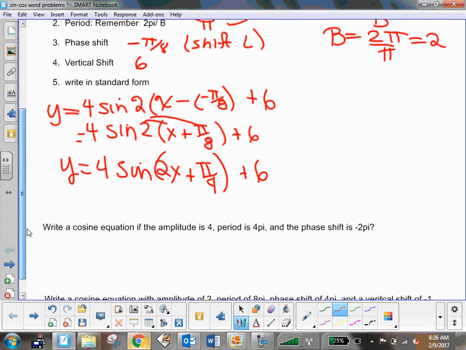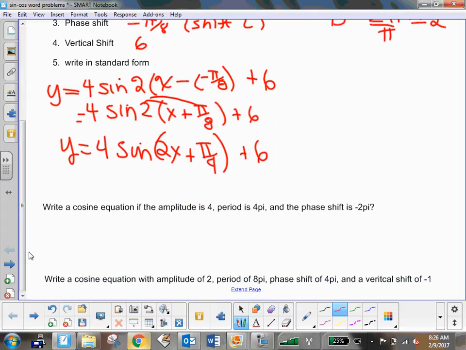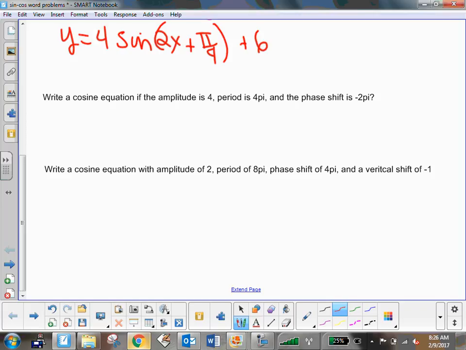Okay? All right. So now I want to write a cosine function, so we're going to answer the same questions. My amplitude is 4. My period is 4 pi. My phase shift is negative 2 pi. So is that my vertical or my horizontal? My horizontal shift is minus 2 pi. And I don't talk about a vertical shift, so I have none.